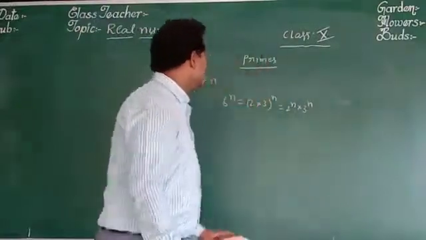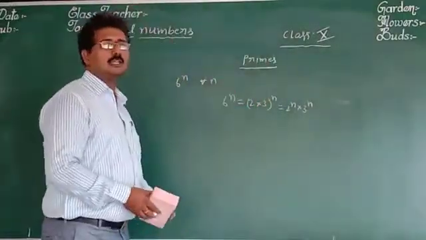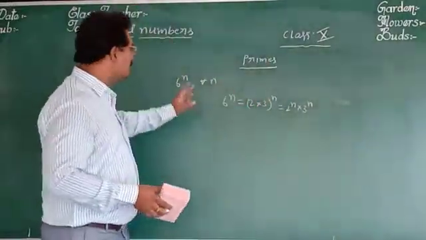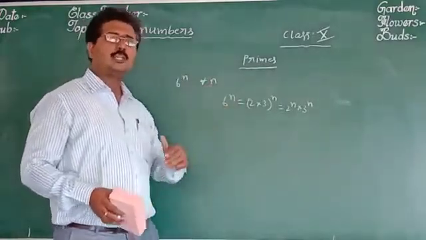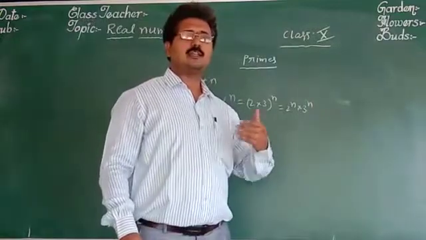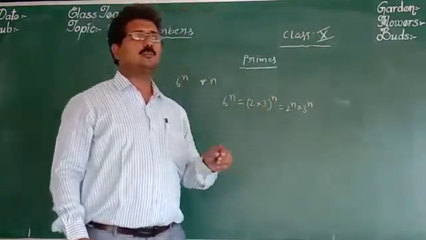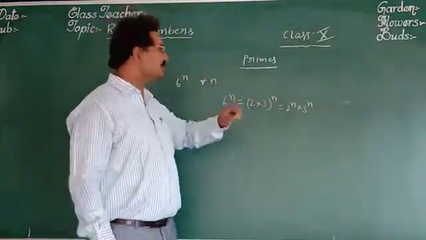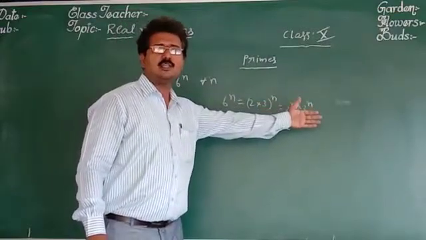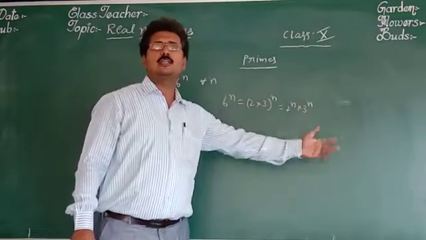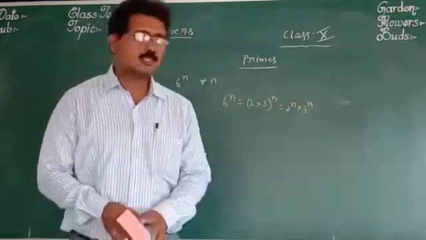And this type of model is very important. First of all, 6 to the power n or 3 to the power n or 4 to the power n can be converted into prime factors, and in the prime factors you check whether a particular number is there. If the digit 0 is there, compulsorily the prime factors contain 5. Here there is no 5, so 6 to the power n cannot end with 0.